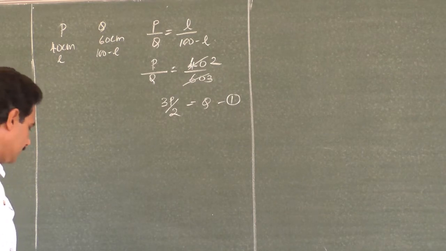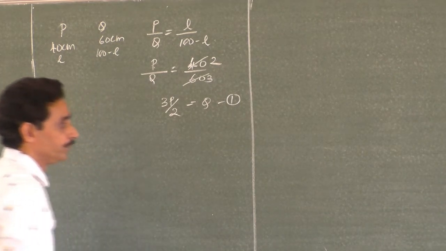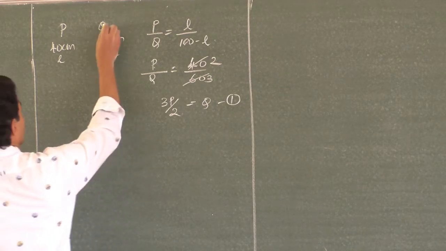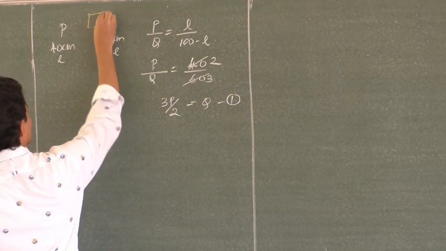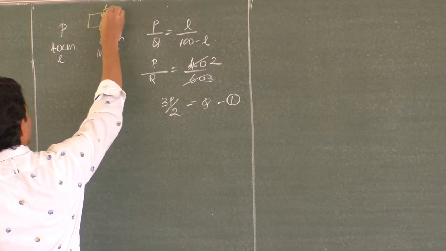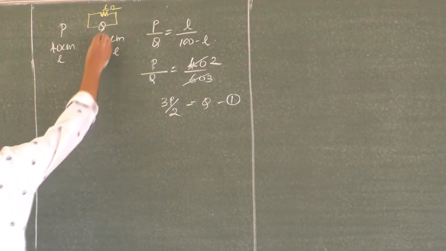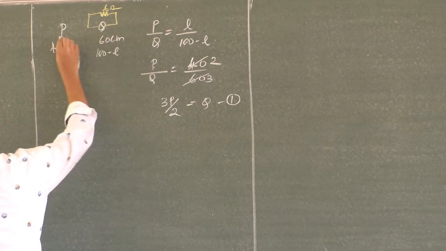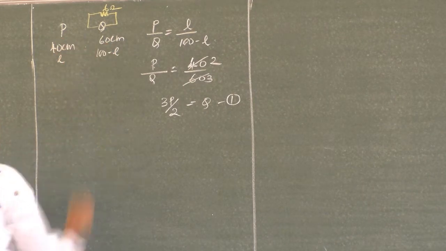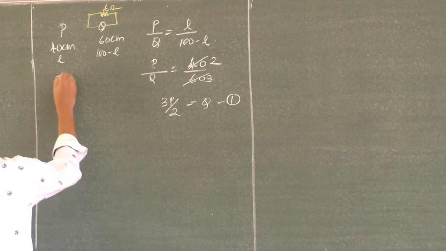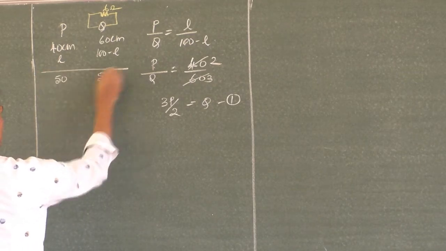Next they say that if a resistance of 6 ohm is connected across Q, so for Q I will connect 6 ohm resistance in parallel. If I connect a 6 ohm resistance in parallel, this resistance reduces and the balancing length shifts by 10 centimeters, something like that. They say that the balancing length shifts to 50. Okay, they have given the new balancing length. So this is 50, then this is also 50.